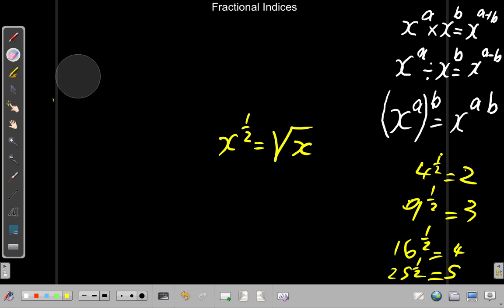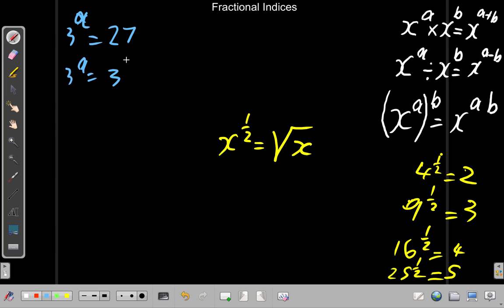Let's try something here. Suppose we have 3 to the x. Let's change the number now. 3 to the a is equal to 27. We know that 3 times 3 is 9, 9 times 3 is 27. So 3 to the a is equal to 3 cubed. 3 cubed is 27. So a is 3. No problem.